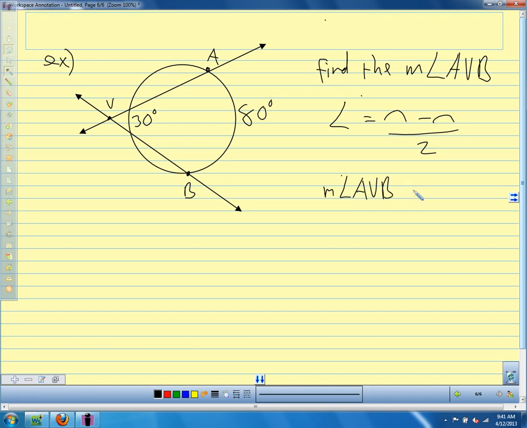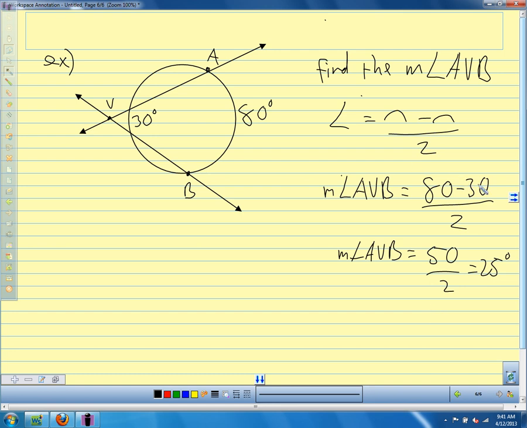So how are we going to set this one up? What do we want to do, Tanner? 80 minus 30 divided by 2. Big arc minus small arc divided by 2. So that's going to be measure of angle AVB. 80 minus 30 is 50 divided by 2, and I get 25.